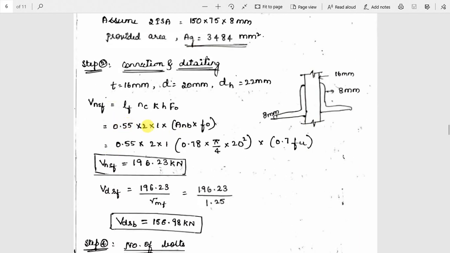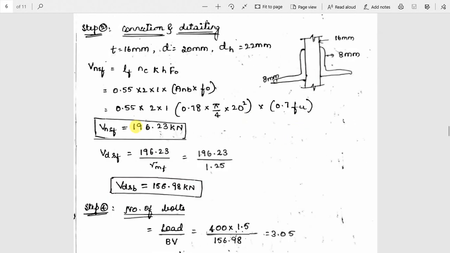So 0.55, the number of interfaces will be 2, and Kh is 1, Ene is 0.878, pi by 4 into D square, into F0, which is once again 0.7 times of Fu. So VNSF will be getting this value, and VDSF will be 156.98 kN, which is in turn nothing but the bolt value.